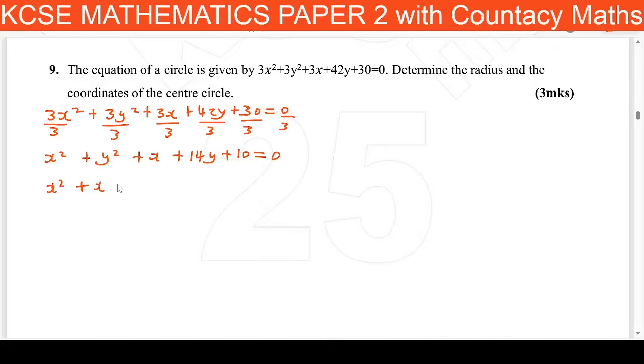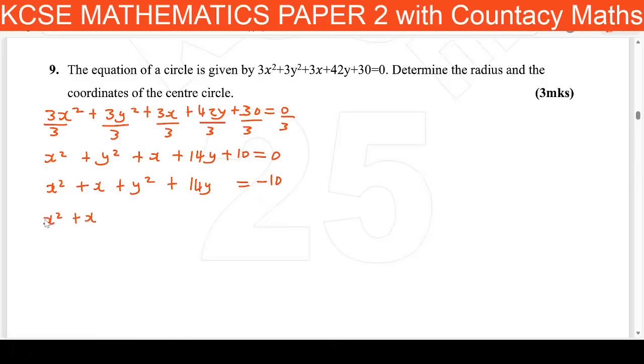So x squared plus x plus y squared, and then plus 14y. On the other side, we can pick negative 10. It doesn't have a partner yet, but we are going to give it one very soon. So once we have this, what we do is that we complete these squares.